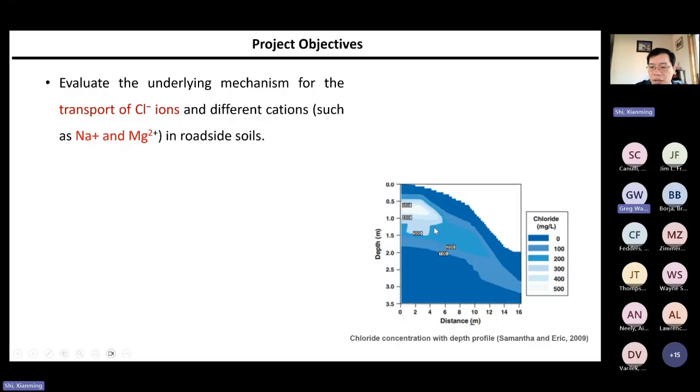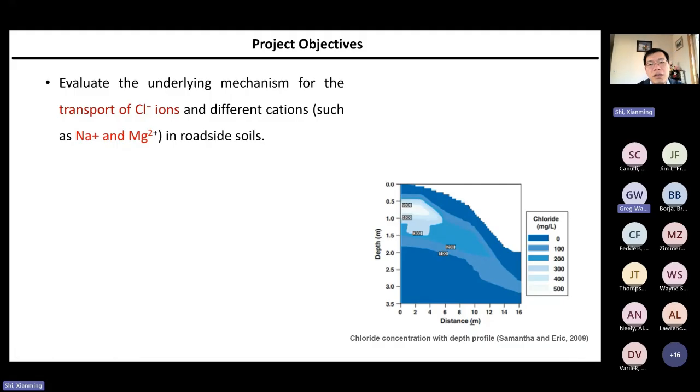But you can also see that it can go as deep as 3.2 meters and as far as 16 feet from the road. And if we consider 300 milligram per liter is significant concentration, so that's kind of the zone. Of course, this is just one of the case studies reported.